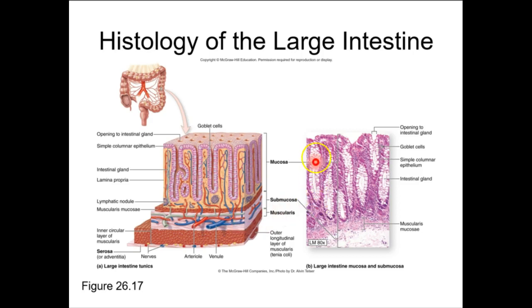In the large intestine, you've got a lot of goblet cells secreting mucus. You still have the same layers: mucosa, submucosa, muscularis, and largely adventitia. Or sorry, largely serosa.